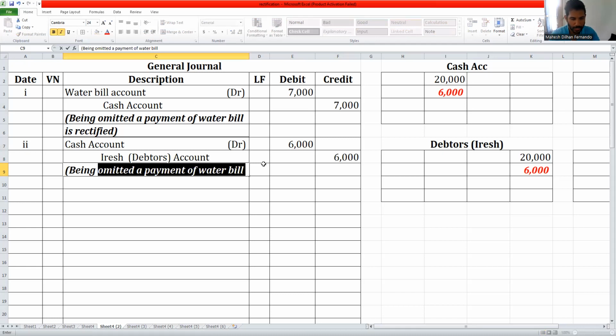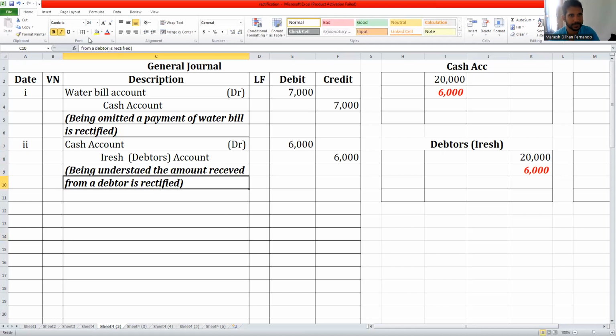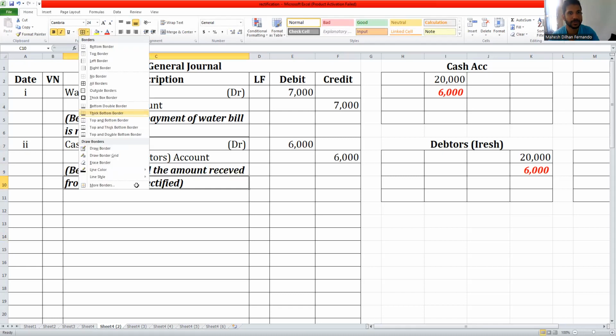Being understated the amount received from a debtor is rectified.